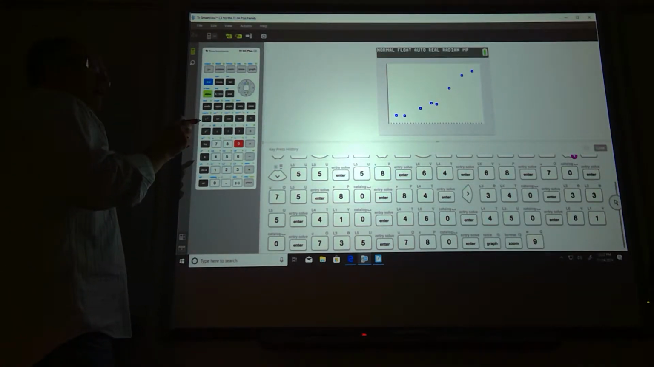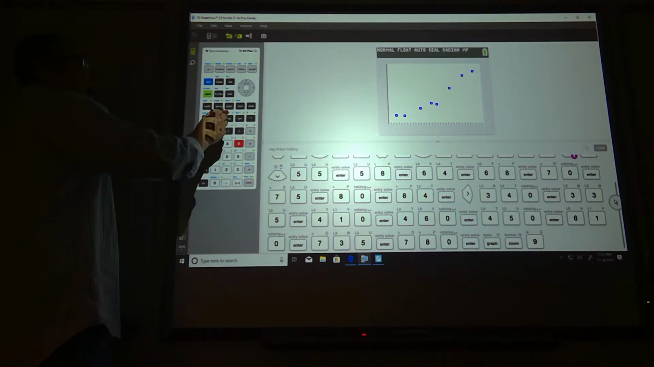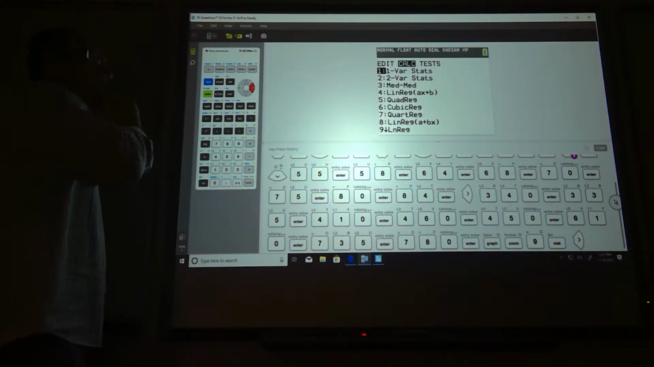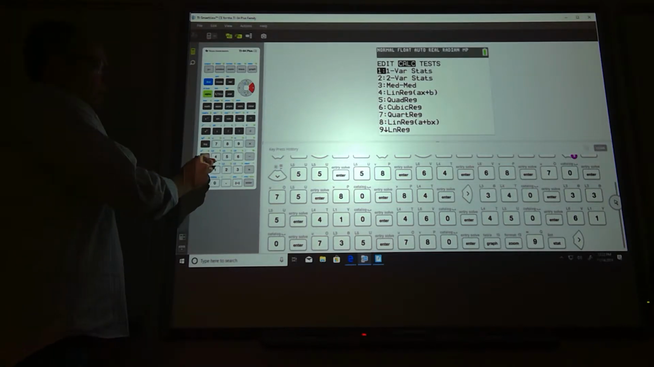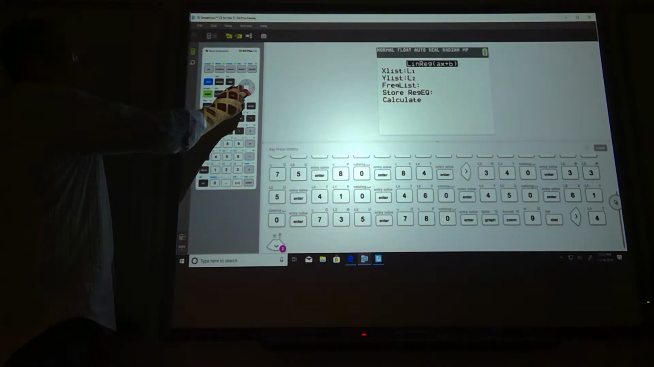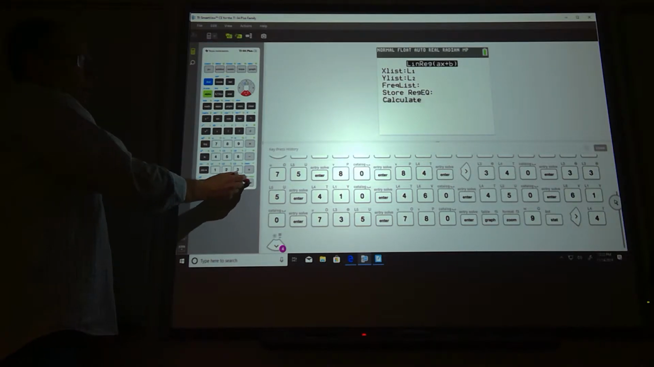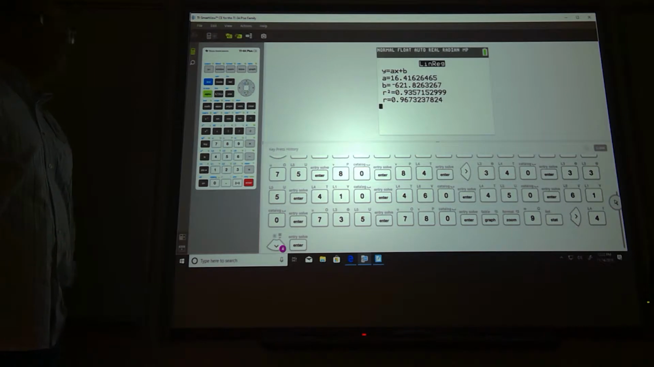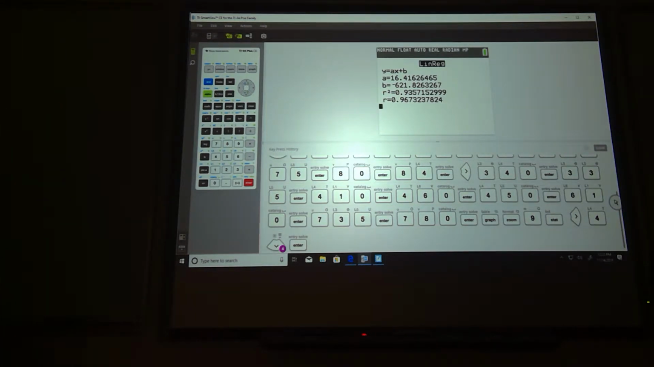So I want to find the equation of my line. How do I find the equation of the line? Stat, then calc. The stat button's by the arrows, so arrow over to calc, and then number 4, linear regression, and then we just arrow down to calculate.